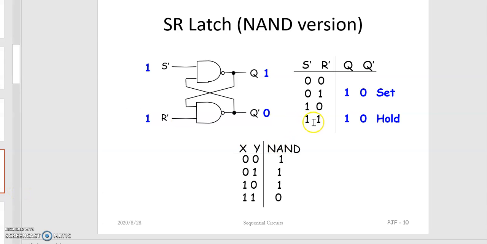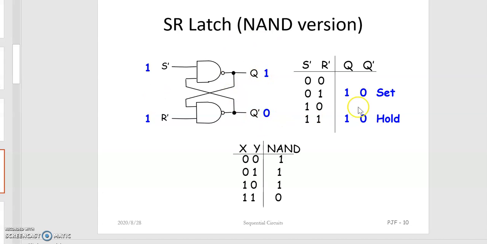Similarly, we'll see the next case. Here we are considering the next combination as 1, 1. So now S dash is equal to 1 and R dash is equal to 1. If one input is equal to 1, the output value always depends upon the other input. If one input is 1 and the second input is 0, the output is equal to 1. If the second input is equal to 1, the output is equal to 0. Right. So here, if S dash is equal to 1 and R dash is equal to 1, we get confusion about which output we have to consider.